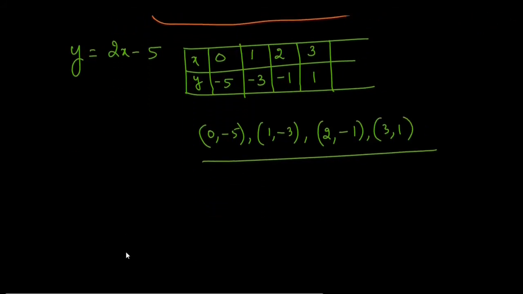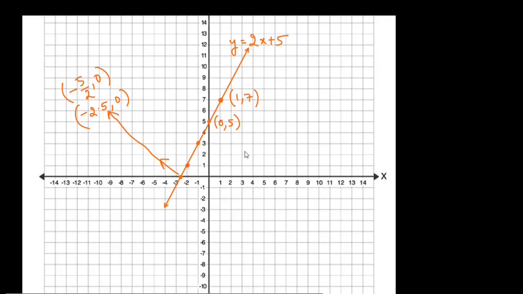(0, -5). Let us mark the points here. (0, -5), (1, -3), (2, -1), (3, 1). These are the points we have taken. Now let us draw the line there. Now this is the line, y is equal to 2x minus 5.